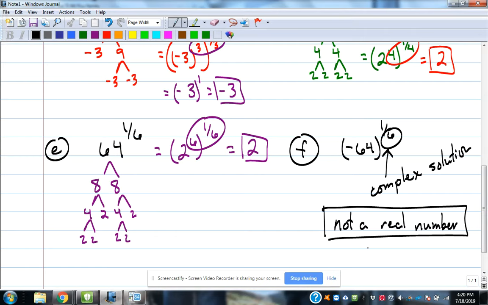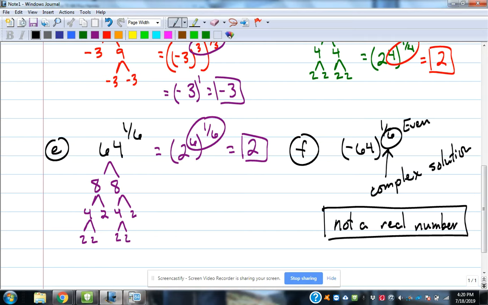The reason that it's complex is that it has an even denominator on the fraction, and it's a negative number that we're doing that to. Okay. If it's a positive number and an even denominator, you're okay. It's not going to give you a complex number. If it's an odd denominator on the fraction, it's okay to have a negative in there. It's only if there's an even number in the bottom part of the fraction that you're going to put not a real number as the solution to that.